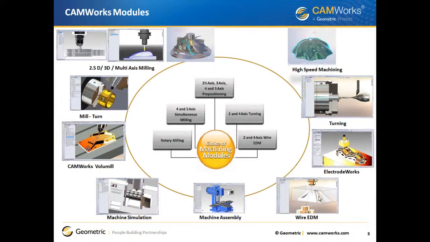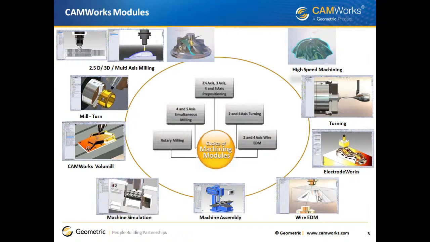But before we do that, I wanted to give a quick overview of the CAMWorks modules. Like I said, it's a Geometric product. You might already be familiar with some of Geometric's other products, such as eDrawings. Also, if you have SolidWorks Professional or Premium, you might have played around with FeatureWorks, which can take an imported solid model and create a feature tree. FeatureWorks is also a Geometric product, and CAMWorks utilizes kind of the same algorithms for some of its feature finding capabilities.